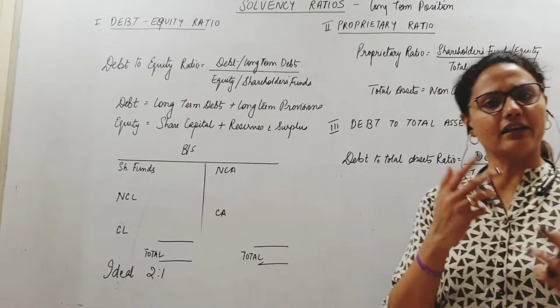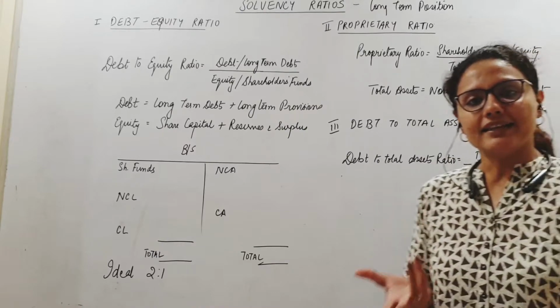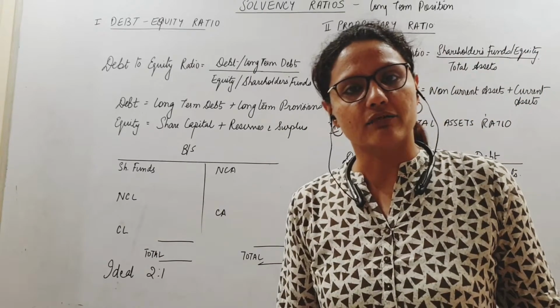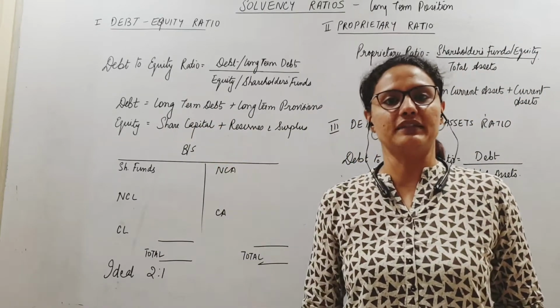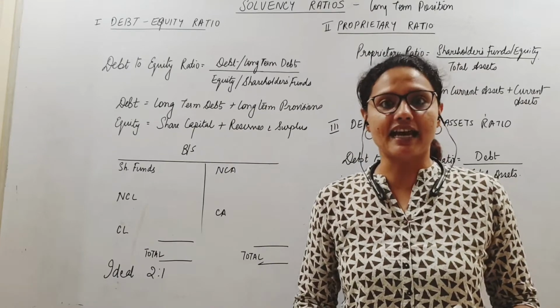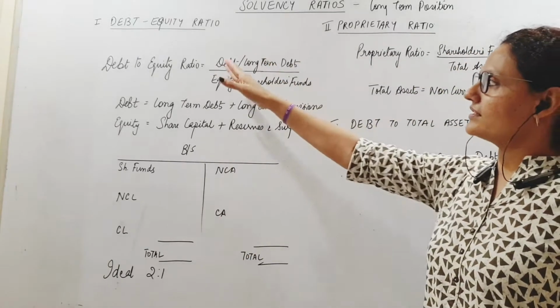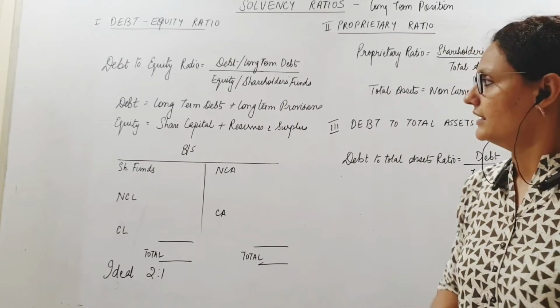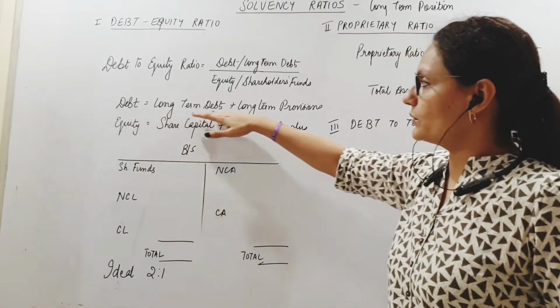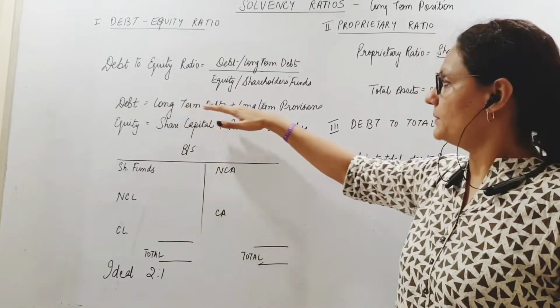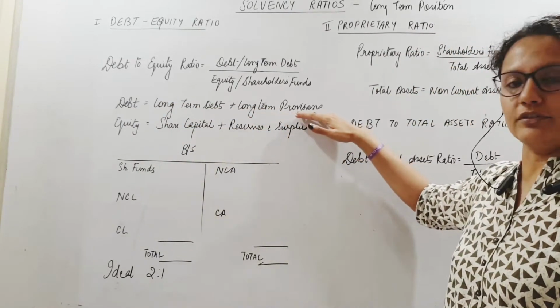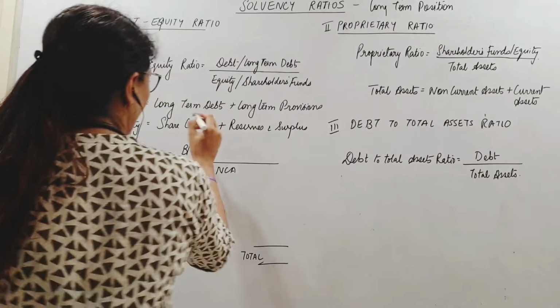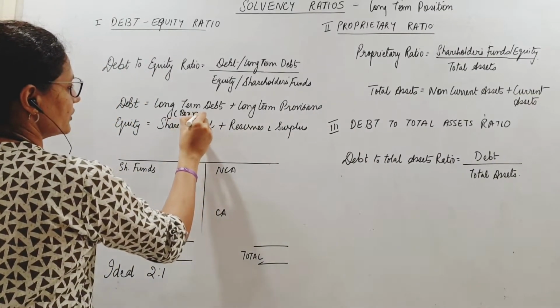तो जल्दी से समझ लेते हैं कि फॉर्मूला क्या है. Debt equity ratio हो गया, फॉर्मूला बोल दिया, debt by equity. Okay, it is that simple. So now let us understand what is the meaning of debt. Debt, we are talking about the non-current liabilities. Meaning, debt here is equal to long-term debts plus long-term provisions. तो यहाँ पे long-term borrowing भी लिख सकते हैं for your understanding.